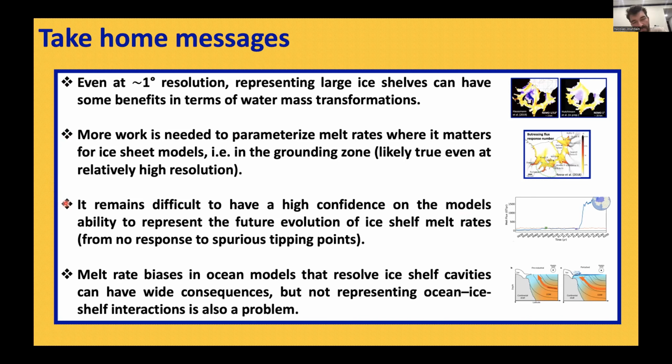Looking at the different groups who have tried to make long simulations with ice shelves, it remains difficult to have high confidence in the model's ability to represent the future evolution of ice shelf melt rates. And sometimes you can see that, likely because of coarse resolution, you have no response. You can also have spurious tipping points, so that when you have a tipping point in a projection, you can always question whether it's really forced by greenhouse gas emissions or whether it's actually due to choices in the model parameters. And last comments, melt rate biases in ocean models that resolve ice shelf cavities can have wide consequences.